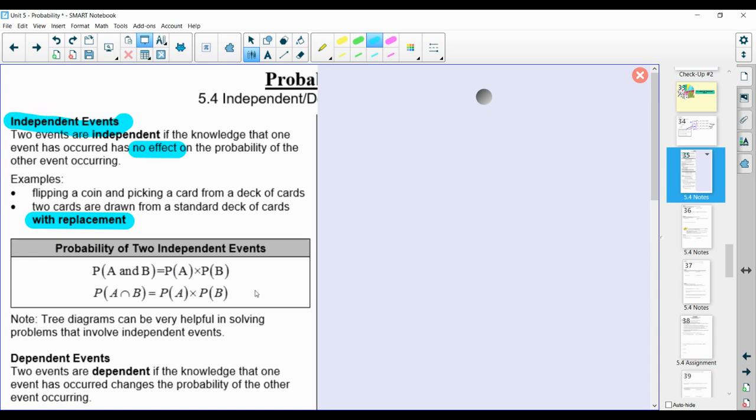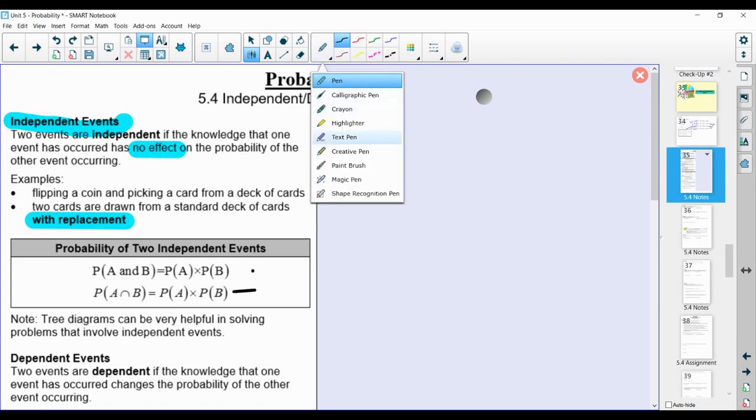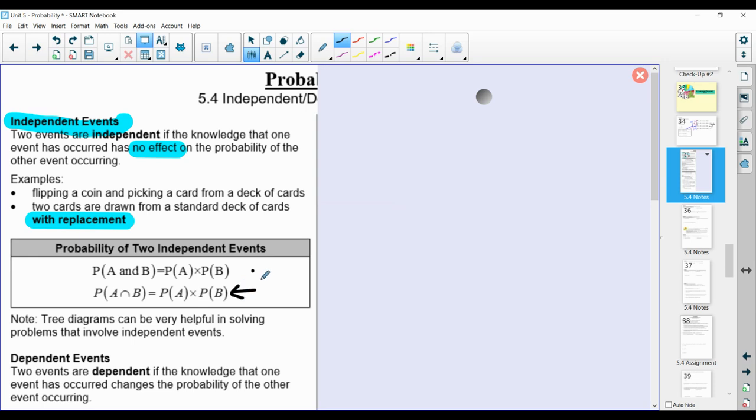The formula for probability of A and B is the probability of A times the probability of B. There would be our formula right here. That's also the same formula that is on our formula sheet. So we've got the probability of A and B. This is for independent events. All right, so let's take a look at dependent events.